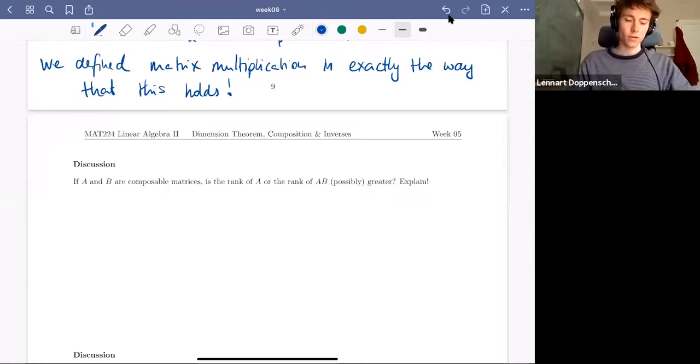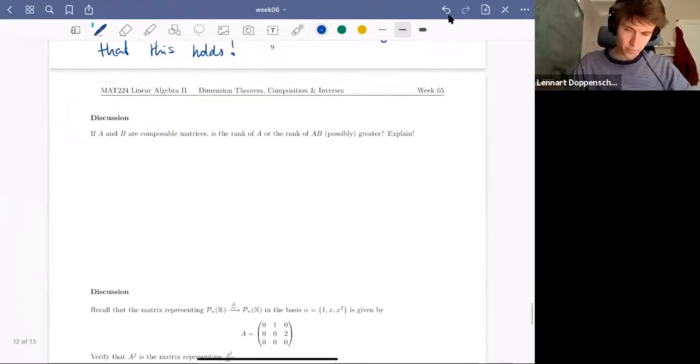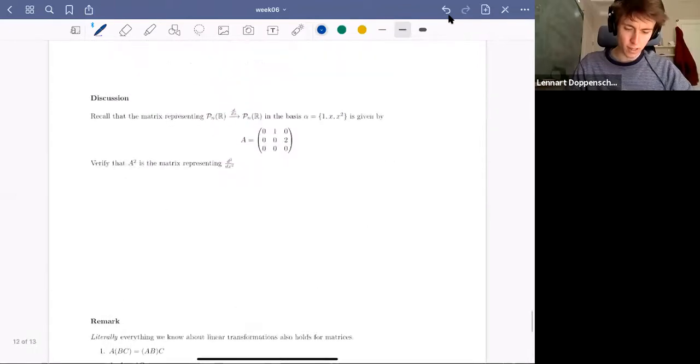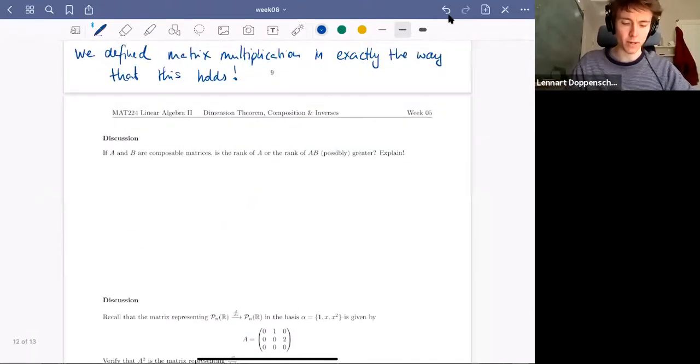Okay, so let's do a discussion. I think we have time for 2 more discussions. And then I think we can wrap up composition in this lecture. And then next week, we're going to start with the inverse.